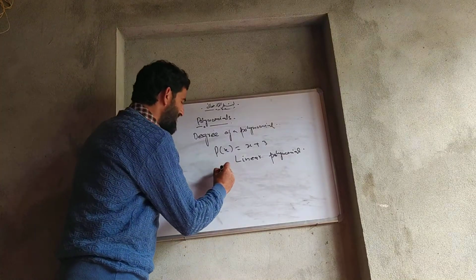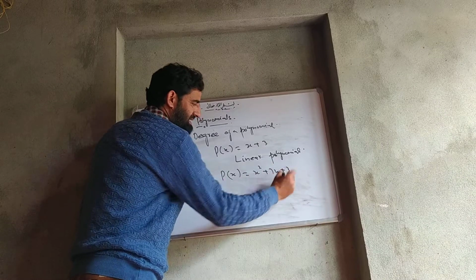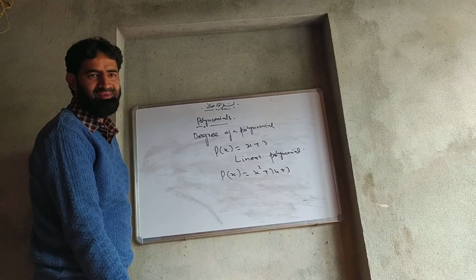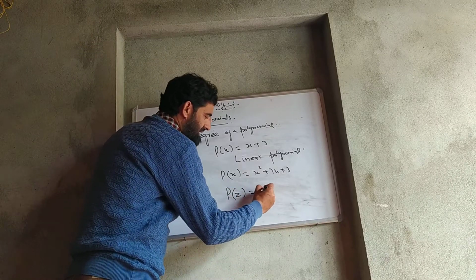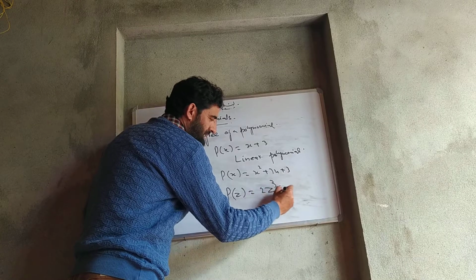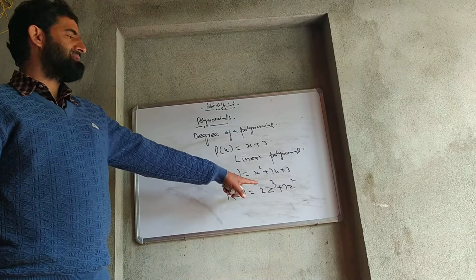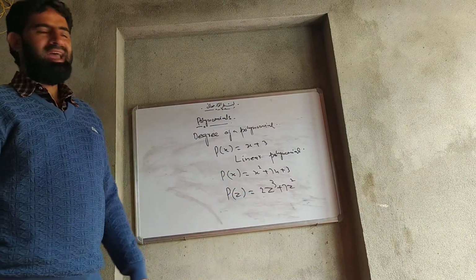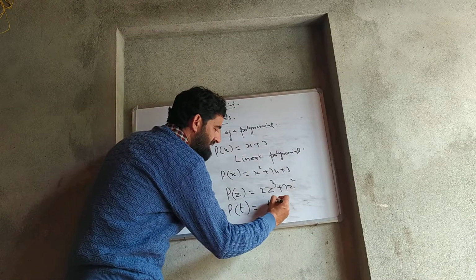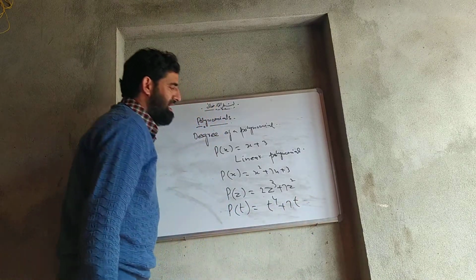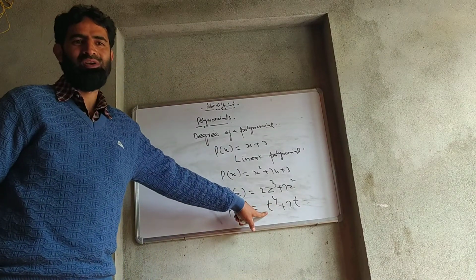Now, if it is like this, p of x is equivalent to x square plus 7x plus 3, here the degree is 2, and it is called a quadratic polynomial. When p of z is equivalent to 2z cube plus 7z square, the degree is 3, and it is called a cubic polynomial. And if p of t is equal to t raised to power 4 plus 7t, the degree is 4, and it is called a biquadratic polynomial.